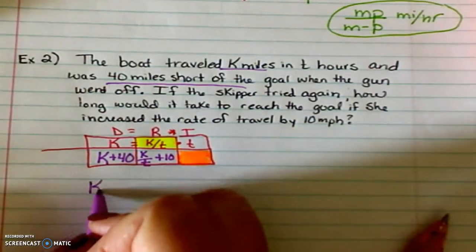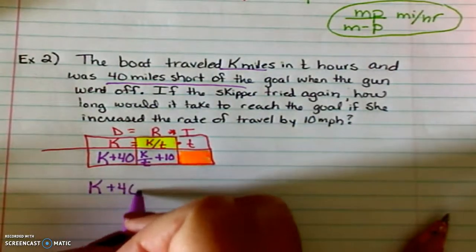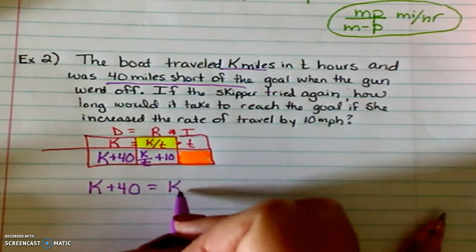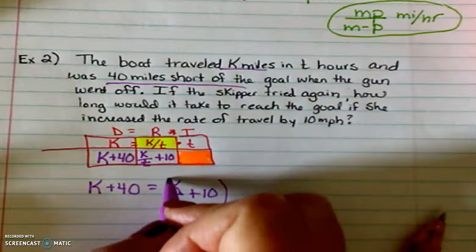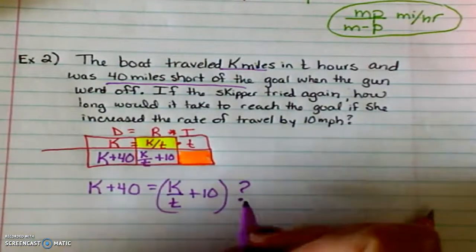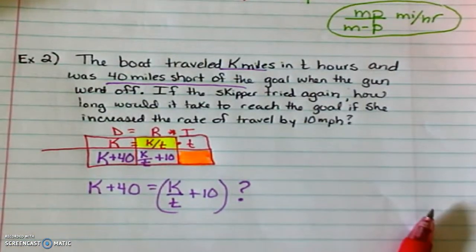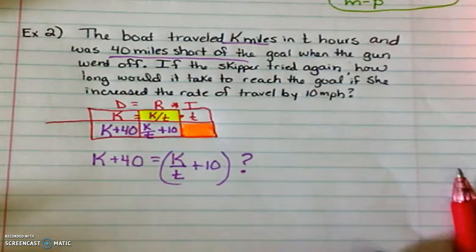So what we have is this K plus 40 is equal to my rate, which is K over T plus 10, times my time, which is unknown. So I'm just going to let that be my question mark and not represent a T, because I already have a T within my problem from the previous time. So I need to solve that.